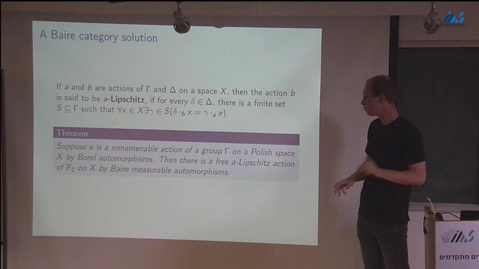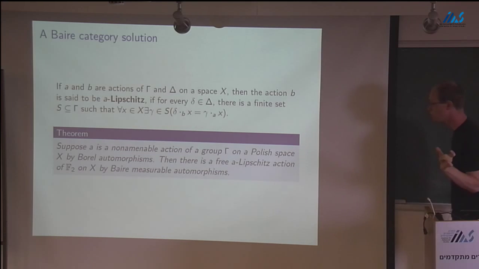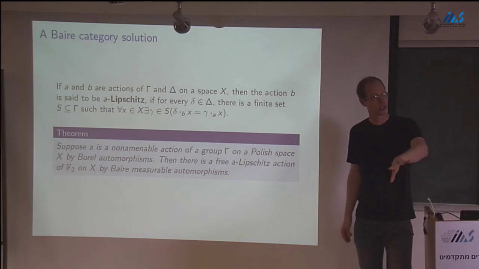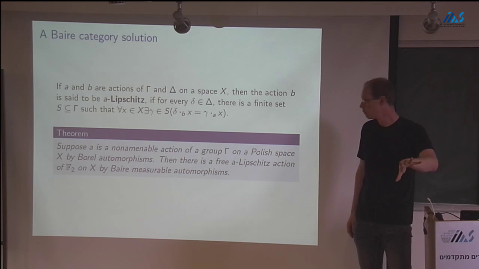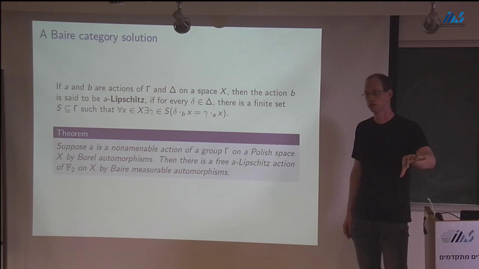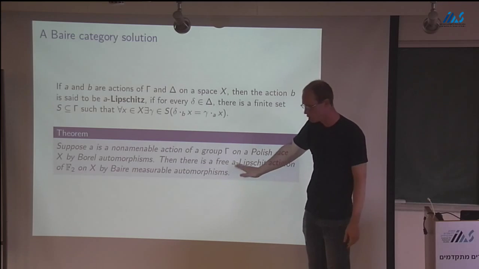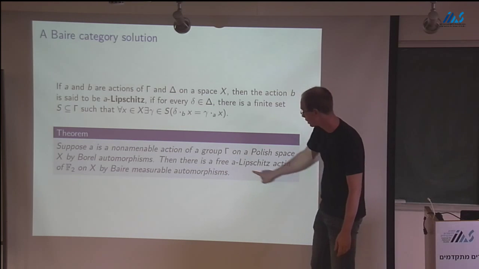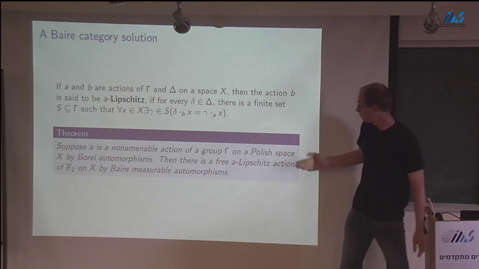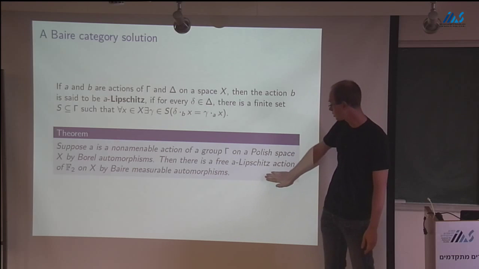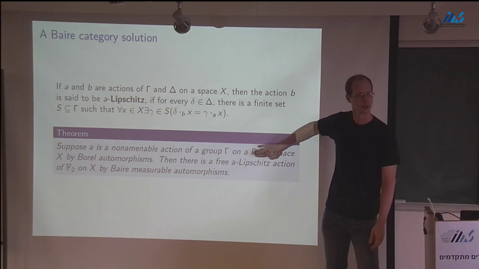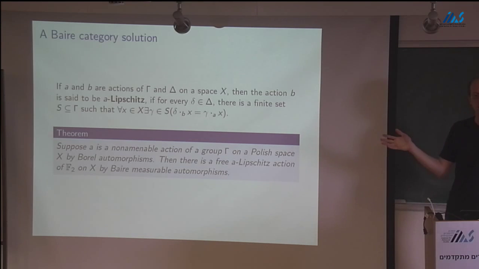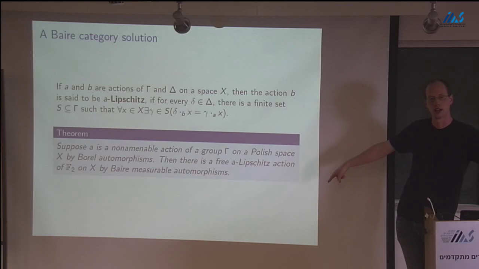Here's our theorem. Suppose you have a non-amenable action of a group gamma on a Polish space by Borel automorphisms. Then there's a free action of F2, which is Lipschitz with respect to your original, by Baire measurable automorphisms. And for example, it's really easy to see, since we know F2 actions, say by the Dougherty-Foreman theorem, have Baire measurable paradoxical decompositions. Since each group element in the F2 action acts by just finitely many group elements in the original action, you can transfer a paradoxical decomposition of the F2 action to a paradoxical decomposition of this action. Okay. So in some satisfying way, even in this definable setting, any non-amenable action is a result of some related free F2 action that's creating the non-amenability.